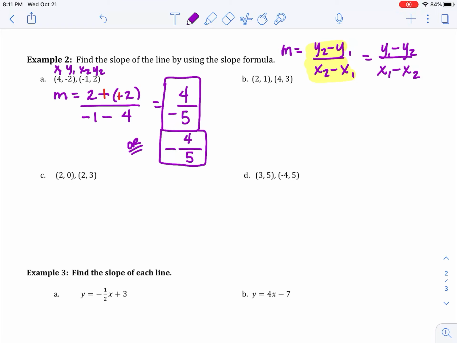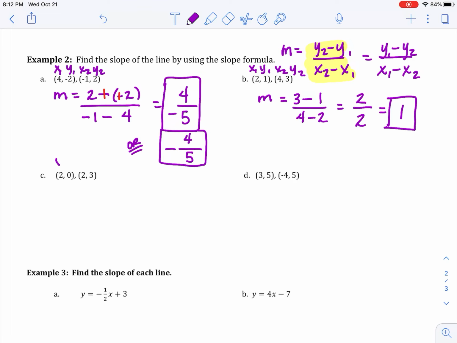All right, let's do a couple more. So for B, we're going to call this one x1, y1. We're going to call this one x2, y2. We're going to subtract our y's on the top. So we're going to take 3 minus 1 on the top. We're going to subtract our x's on the bottom, 4 minus 2 on the bottom. When we do that subtraction on the top, we get a 2. When we do that subtraction on the bottom, we get a 2. Again, don't box that because it can be simplified. So 2 over 2 is just 1. All right.